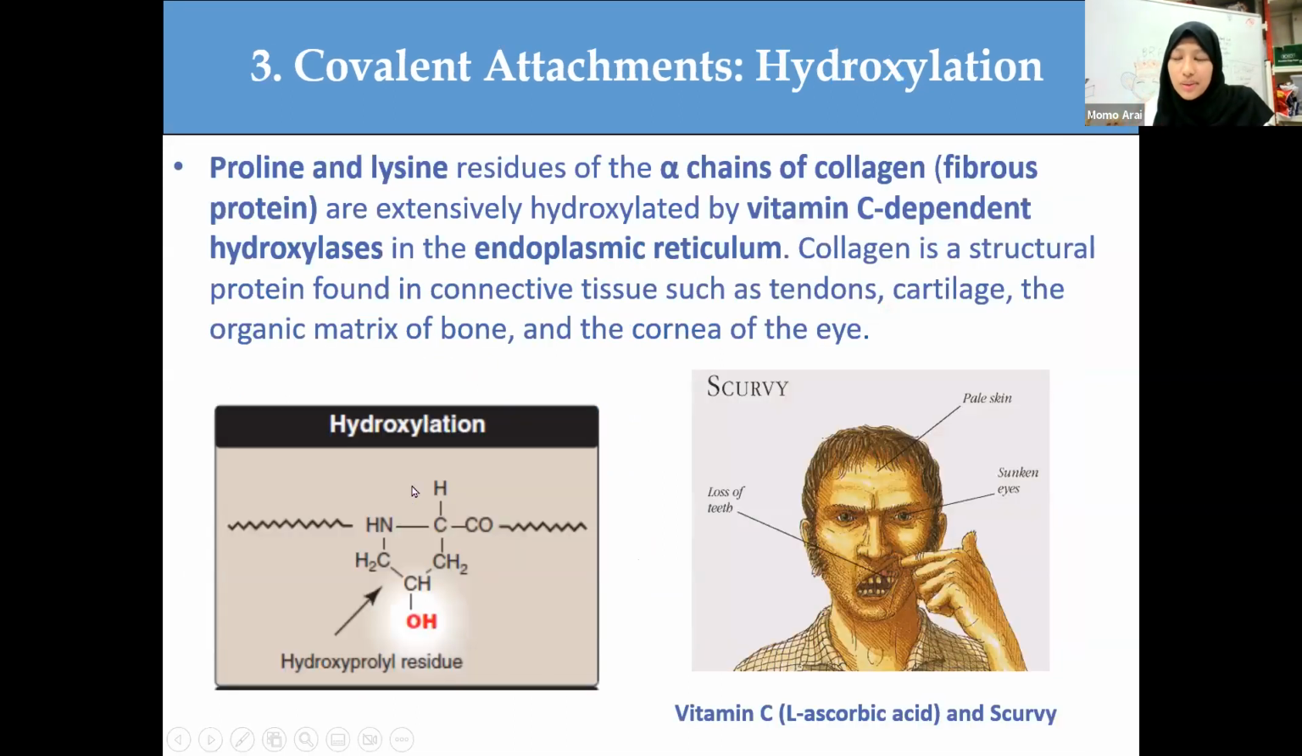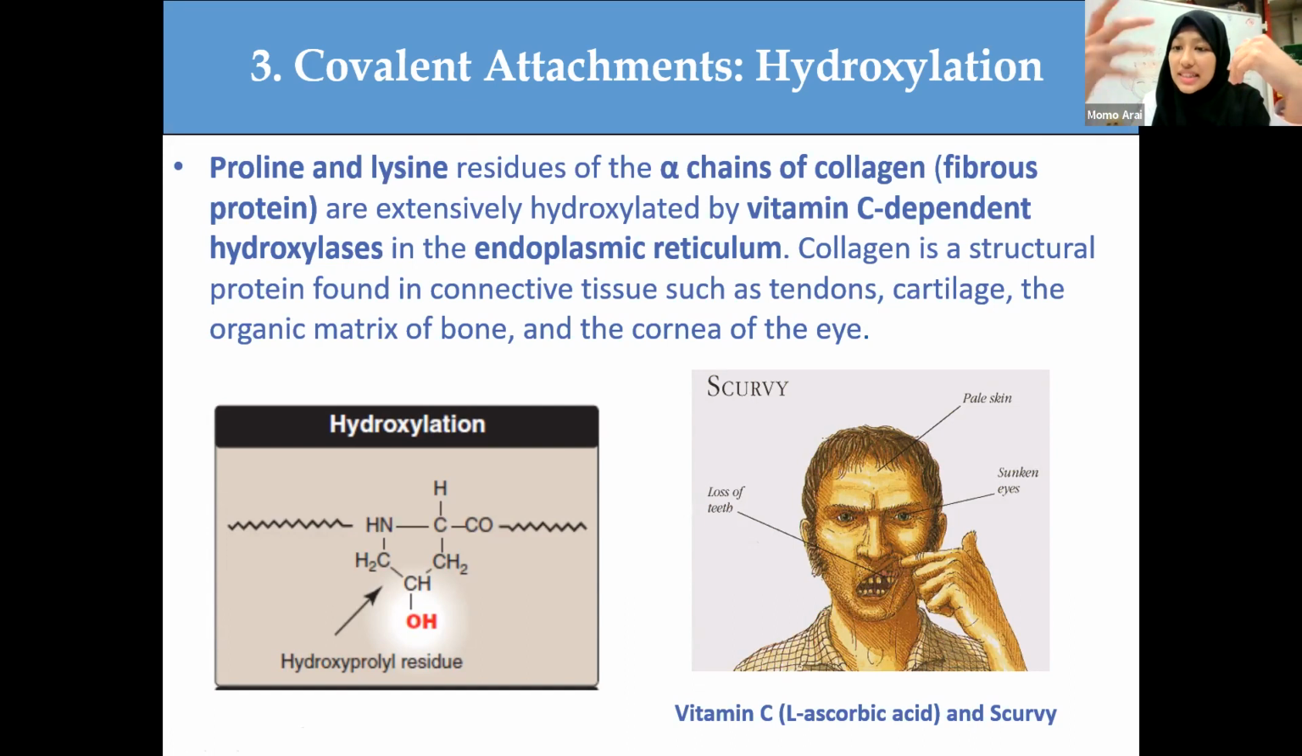Now the third change is hydroxylation. From the name, hydroxylation is when you add an OH group to the amino acid. It attaches to proline and lysine. They can undergo hydroxylation, but for this whole process to happen in the endoplasmic reticulum, you need vitamin C dependent hydroxylases. Hydroxylases are the enzymes that attach the OH group to proline and lysine.